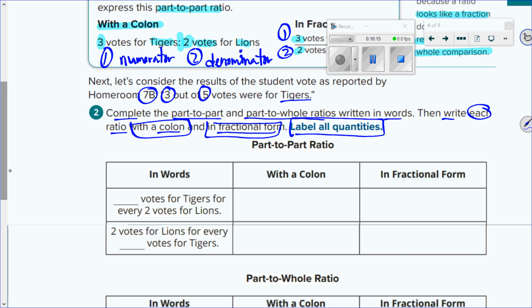Label all quantities. You should be marking your text, William, especially since I am showing you exactly what the important parts are. You guys have got to get used to marking your text. This is one of the most critical pieces when it comes to ratios, because marking your text is going to help you understand the order so that you can write the ratio properly. If you don't write it in the correct order, your ratio is wrong.